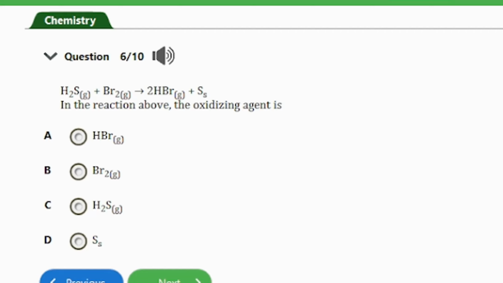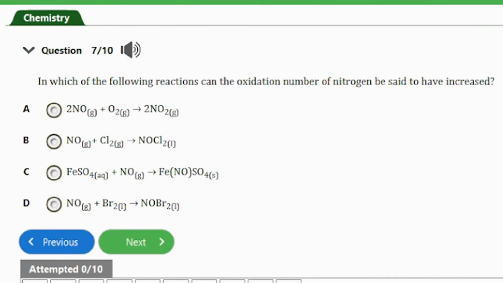So remember that the oxidizing agent is the one reduced, and then the reducing agent is the one oxidized. So that's it for that question. Let's consider the next question.